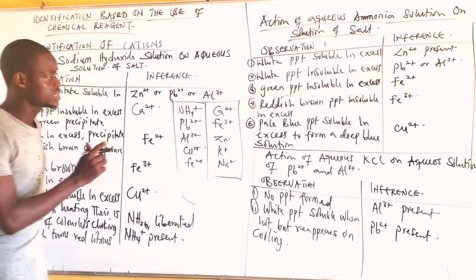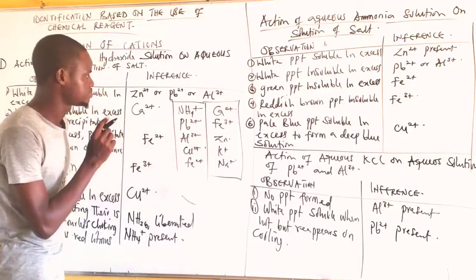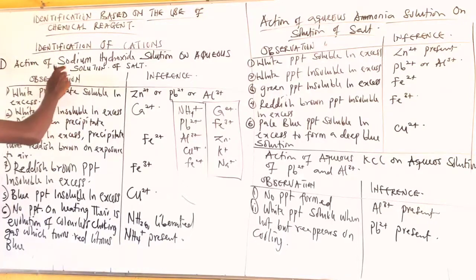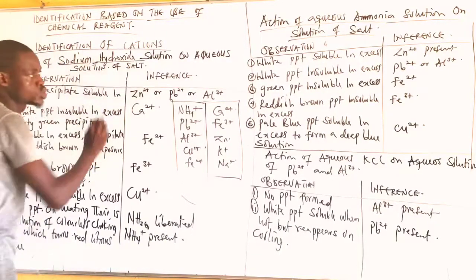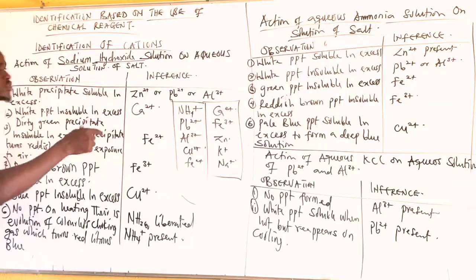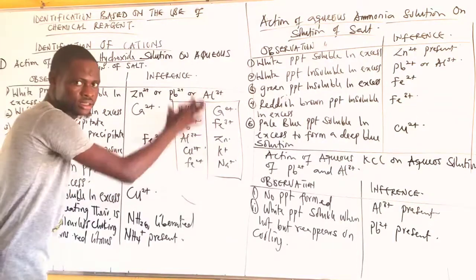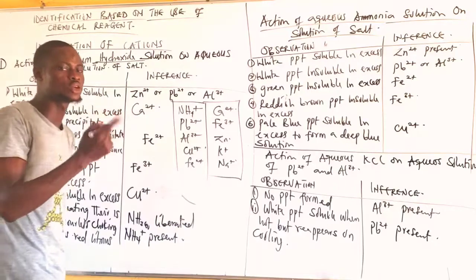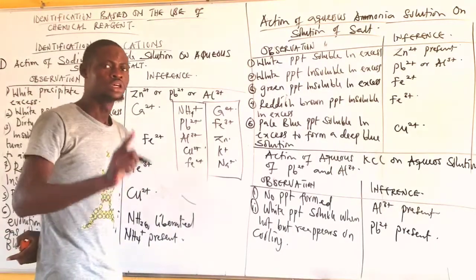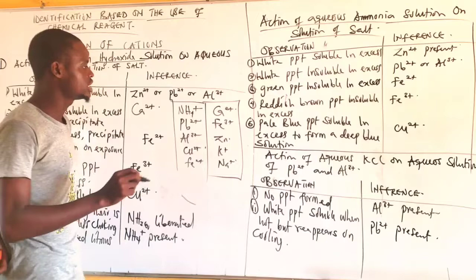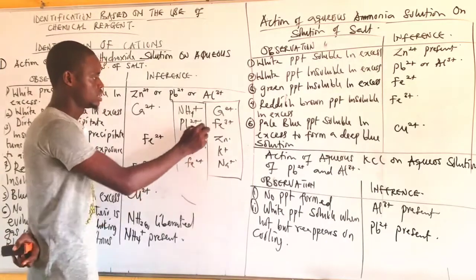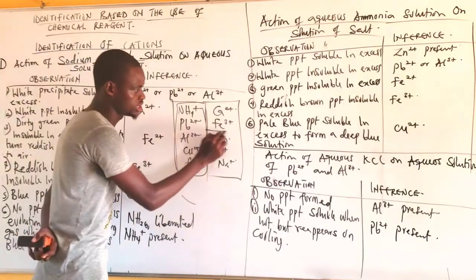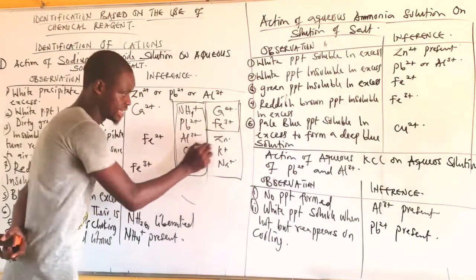Now, the first thing that you should understand is that whenever you are asked to add sodium hydroxide solution to an aqueous solution of the source of any of this, note that sodium hydroxide can only be used to detect all these substances that are here, including zinc.